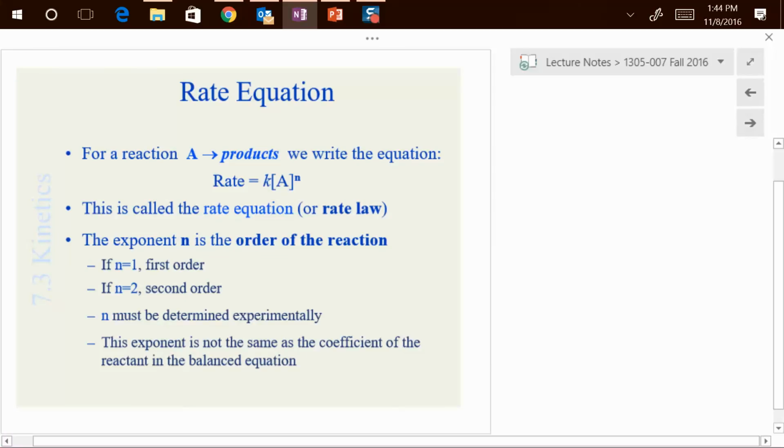Okay? So here we see it written a little differently. If A decomposes into these products, then the rate is equal to the rate constant times the concentration of A raised to N. So what does N represent? It represents the order of the reactant. And we'll discuss that next time.